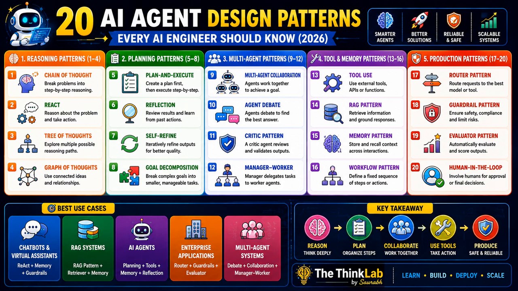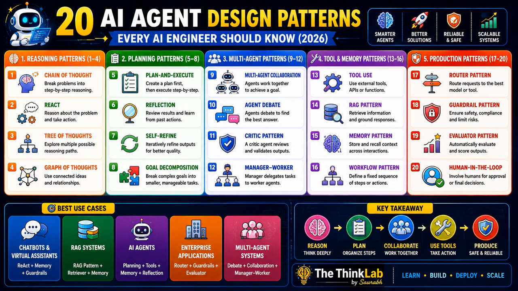For the tool and memory patterns, we first try to learn how the AI agent uses external memory, right? So now we are moving to point number 13, tool use. Sometimes the model doesn't know the latest information, so instead of guessing, it uses tools. For example, it can use web search, a calculator, a database, or an API. So this gives a better answer.